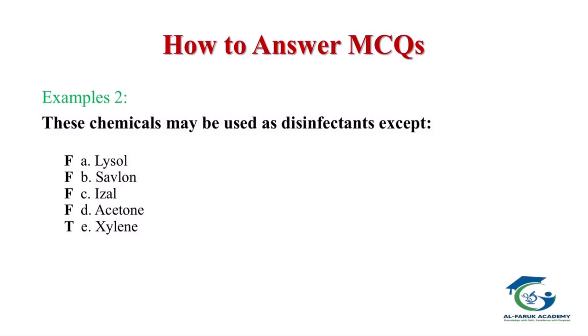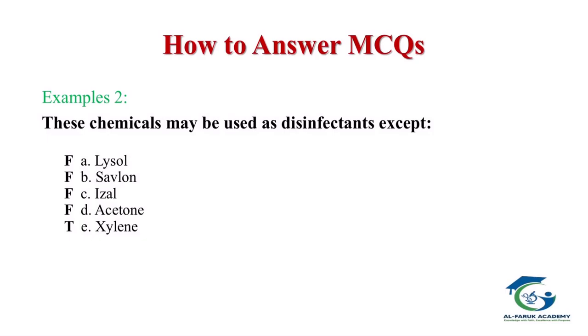So A, we are using it as a disinfectant, so except A is false because we are using it. B, Savlon, we use it as a disinfectant, so it's false, it's not B. C, also Izal, we use Izal as a disinfectant. D, Acetone, also we use it as a disinfectant. While E, Xylene, we are not using Xylene as a disinfectant. So except Xylene, true: Xylene is not used as a disinfectant.